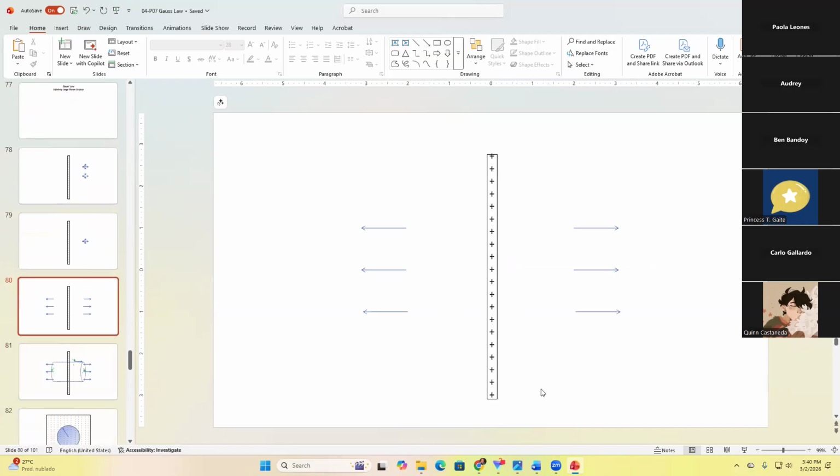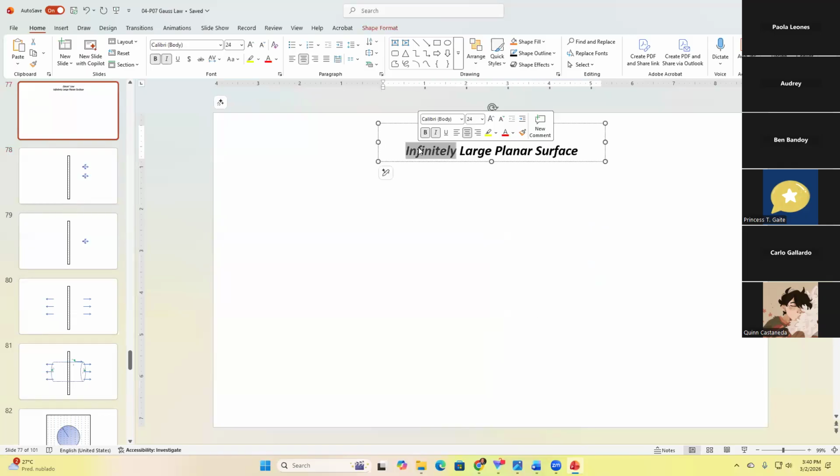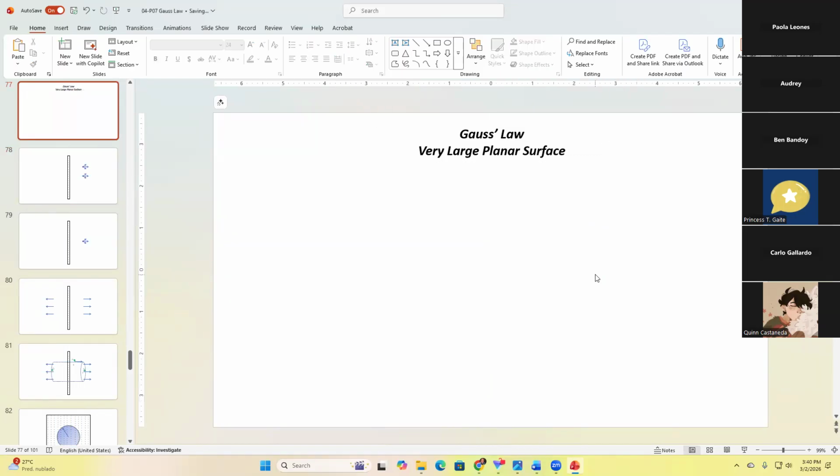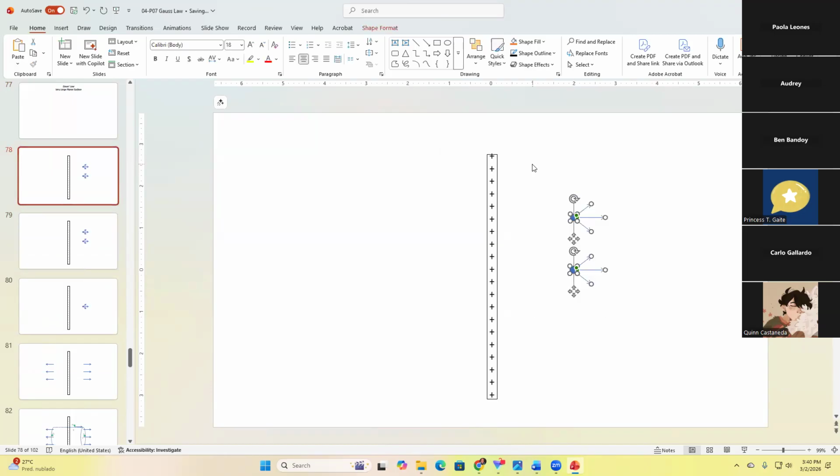Uniformly charged cylinder. Okay, that should be the plate. Infinitely large planar surface, instead of infinitely large, very large planar surface. Right? Very large planar surface. So, uniformly charged. Here you go. The situation is like that.